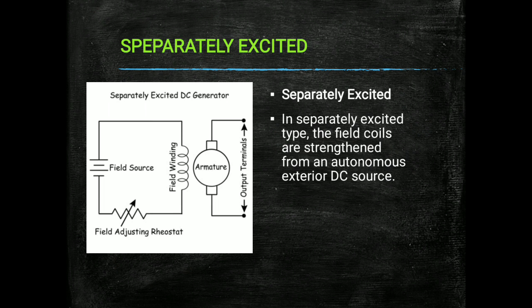So we can see here the armature and field are apart from each other. There is no connection between armature and field winding, and the field is connected to a separate DC source. So this is known as a separately excited DC generator.